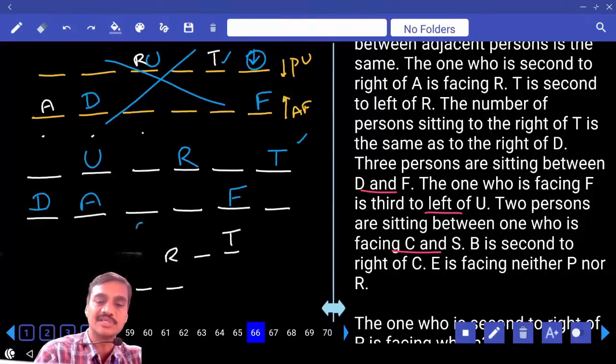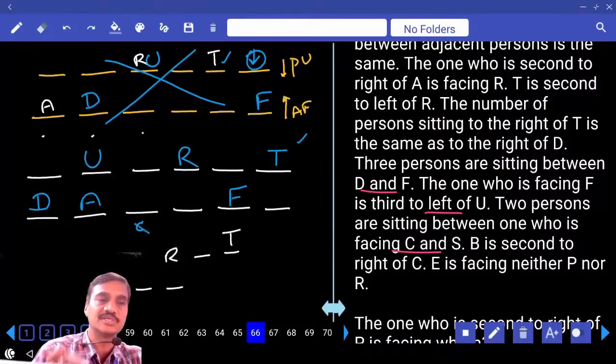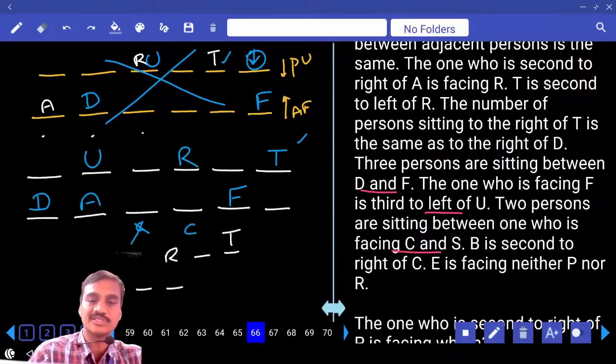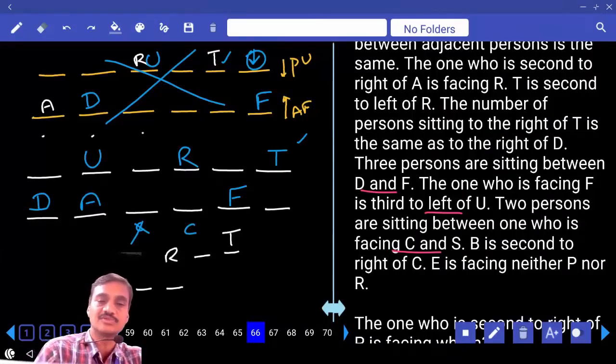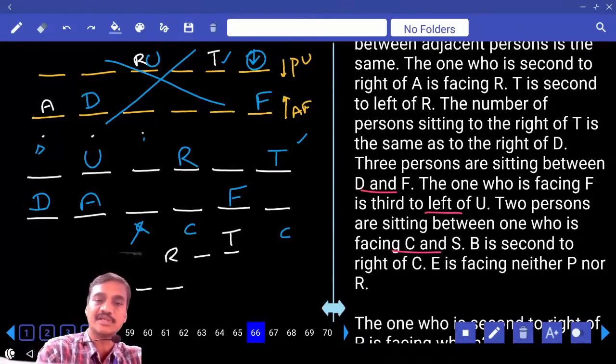Then tell me whether C can be at this place or not. If C is here, between the one facing C and S there must be 2 people, not possible. C cannot be here. Can we have C at this place? If C is here, where should S be? S must be at this place. S can be here, right? And between the one opposite C and S there are 2 persons. Can C be here or not? Yes, opposite C, S can be here.